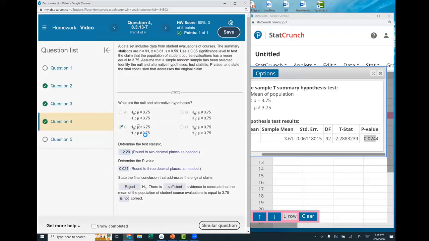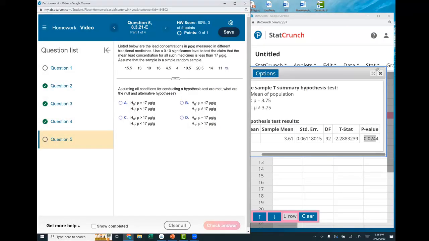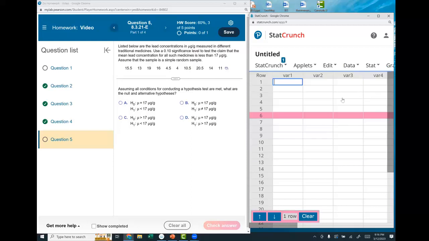And then we have another question. I tried to pick some that were a little bit different. It seems like they're kind of similar, but oh well. Now we have data. Listed below are the lead concentrations in micrograms per gram measured in different traditional medicines. Use a 0.10 significance level to test the claim that the mean lead concentration for all medicines is less than, okay, so here we're doing something different, is less than 17 micrograms per gram.